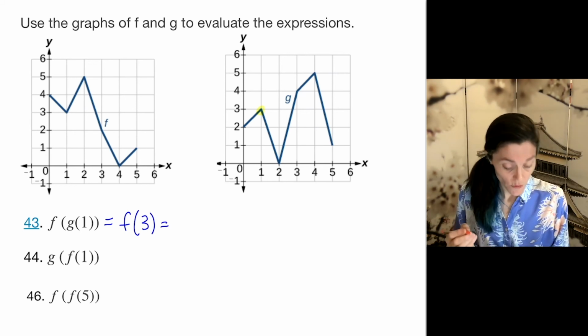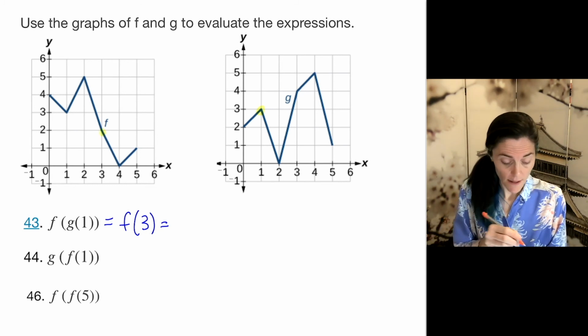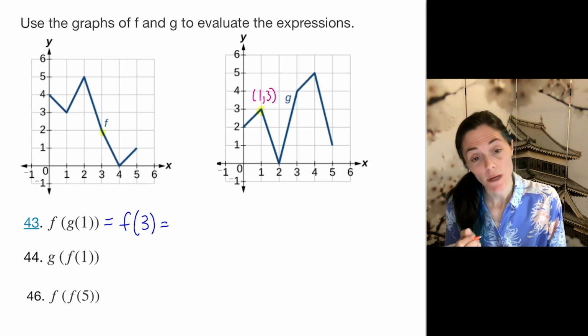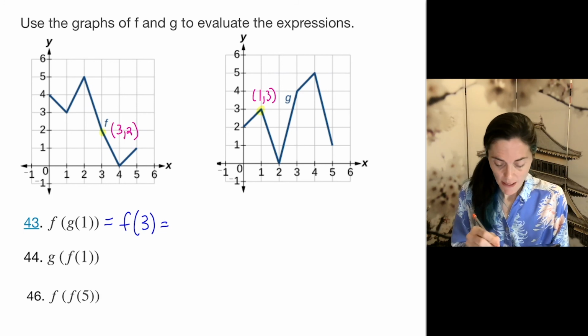Now we come over to graph f. And f of 3 is here. Maybe I should label these. So this is the point 1, 3. G of 1 is 3. And then we have the point 3, 2. We see f of 3 is 2.